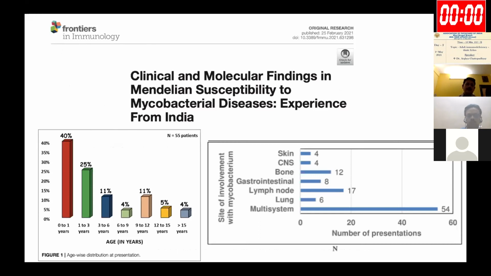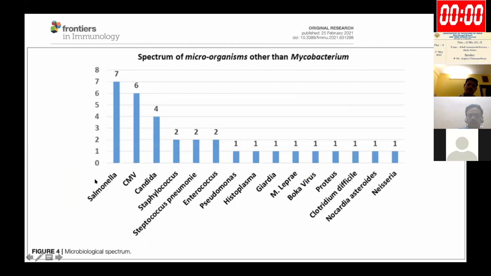This is data recently published in February, Indian data of 55 patients of MSMD. Just look, around 4% of patients presented at an age of more than 15 years. And the highest age was 25 years, and she presented with recurrent salmonella infection, nothing else. And this could be a varied presentation starting from skin manifestation, CNS manifestation, osteomyelitis, GI involvement, lymph node, lung, and multisystem in many others. If you look at the spectrum of infection, starting from salmonella, which is a very, very important clue for MSMD. Other than that, CMV, Candida, staph, all these sets of infection can be a part of the presentation of Mendelian susceptibility to mycobacterial disease.